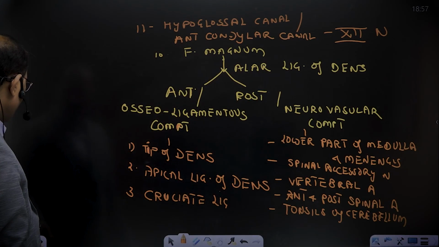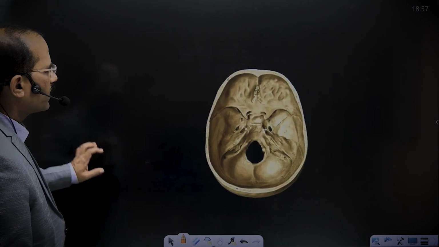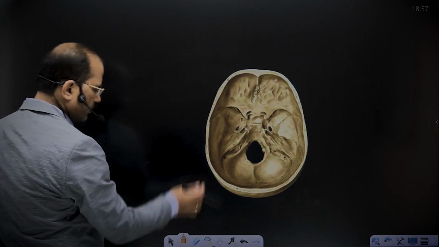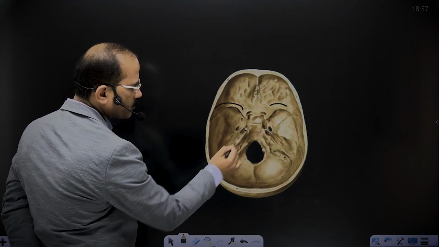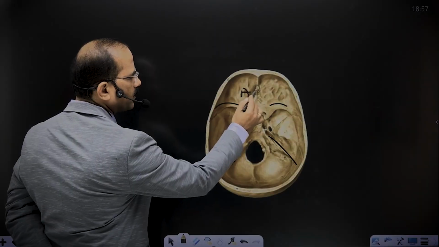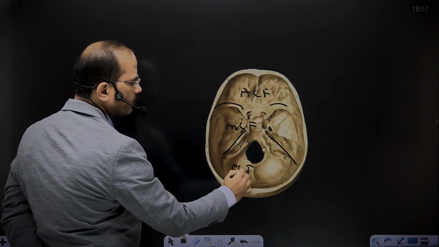Perfect, students. So we have discussed this in detail. Now, the interior of the skull, have a look at this. Let me quickly go through it. That's the lesser wing of sphenoid, and that's the petrous part of the temporal bone. So this is the anterior cranial fossa, that's the middle cranial fossa, and that's the posterior cranial fossa.